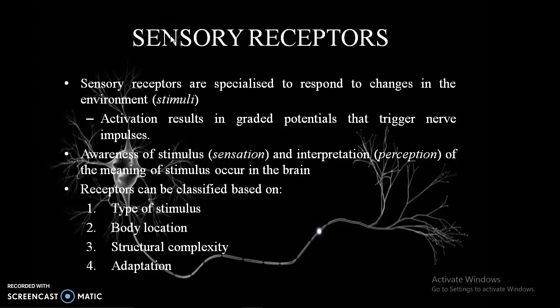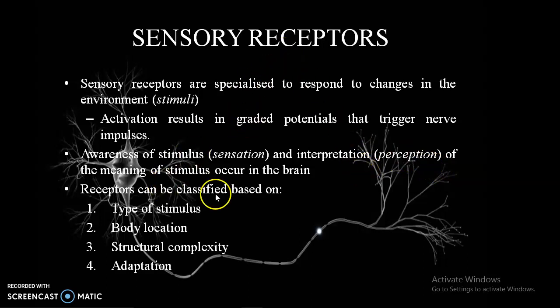So coming on to our topic. What are sensory receptors? Sensory receptors are specialized structures that respond to changes in the environment. Now activation of these receptors results in graded potential that trigger the nerve impulses. Now, the brain is the center where the awareness of the stimulus or sensation and interpretation of the stimulus, that is perception, occurs.